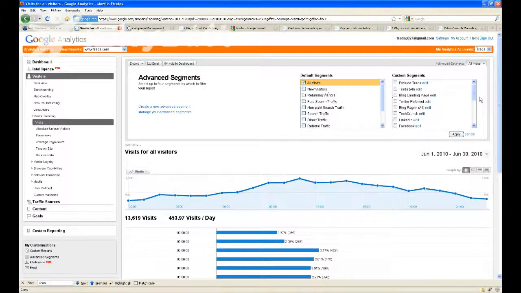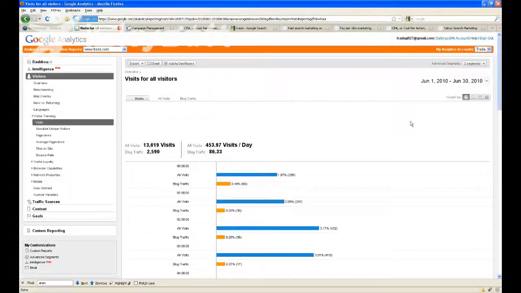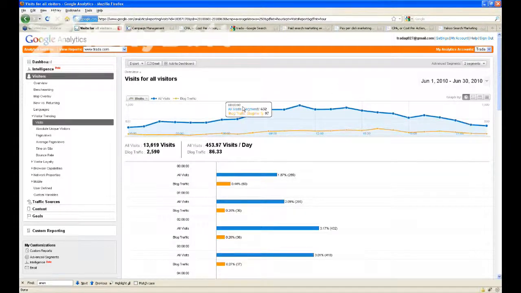What I can do now is compare, for example, all the visitors with the blog traffic. I can add this segment, and what Google Analytics will show me is two lines on the graph. All of my traffic is in blue, and the blog traffic is in orange. What's interesting about it is it generally tracks, although we get an interesting spike of traffic towards the end of the day. People are getting tired, maybe they're doing some research before they go home. It's kind of hard to tell, but for the most part, it tracks very closely.